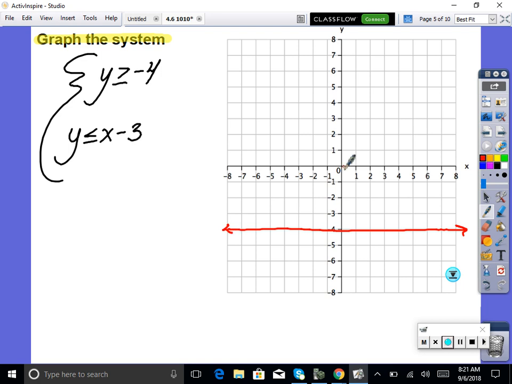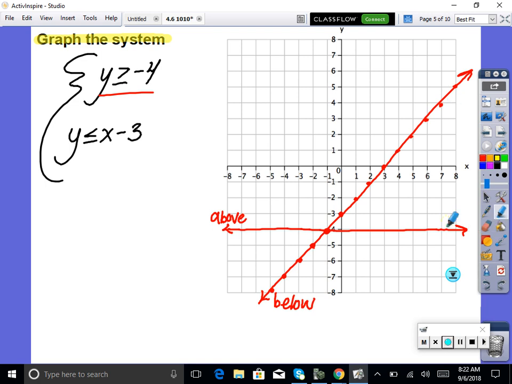Then we're graphing this one. I'll keep the same color. So down at negative 3, and then our slope's up 1 over 1. So this will be pretty quick here. This one is a solid line as well, looks like. So now let's see here. We're shading above negative 4, right? Above that. And then we're shading below this line. So above and below. Where would that be? Right here, right? Above this line, but below this line. All this stuff. Okay, awesome.